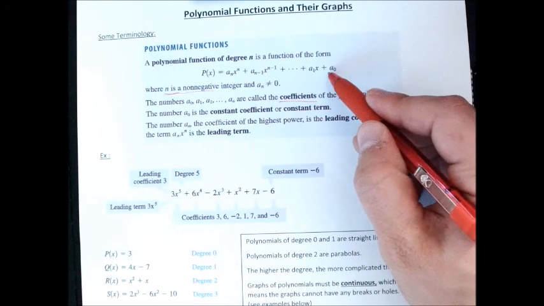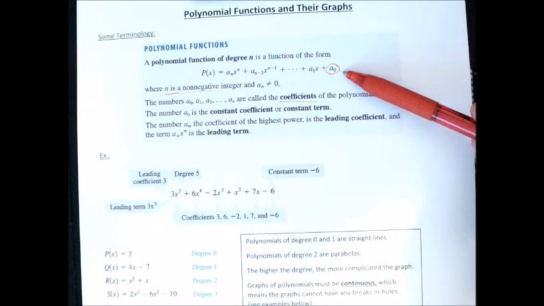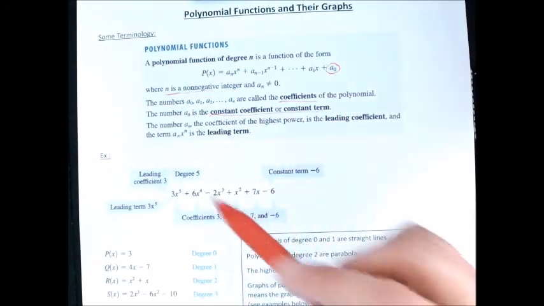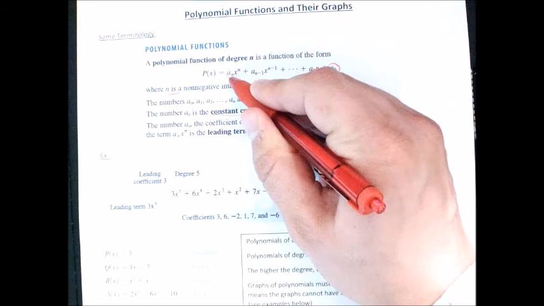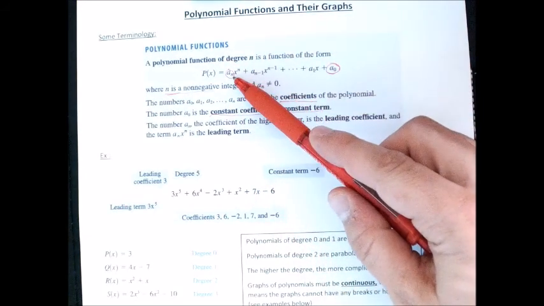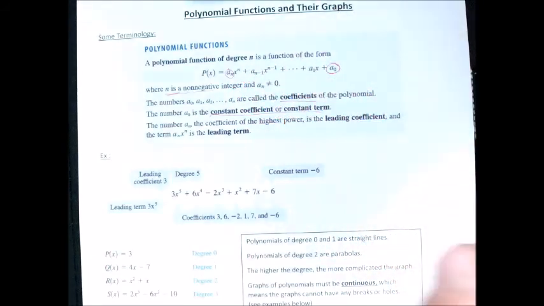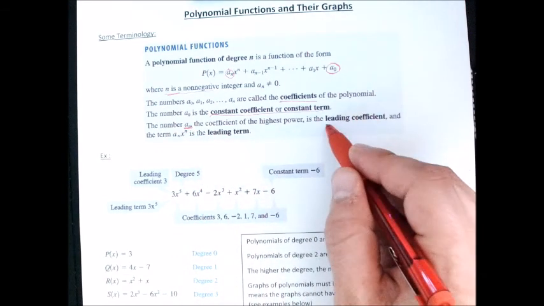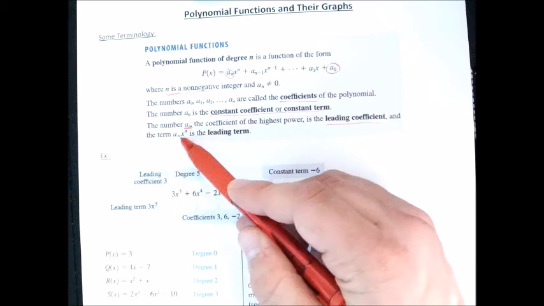We call the last term, notice how this last term doesn't have an x with it, the constant coefficient. So it's just whatever's on the end there, usually just a number. We call the first coefficient, this a_n, the leading coefficient. And that's an important coefficient because it's the one attached to the biggest power. Whatever number is out in front of the biggest power, we call the leading coefficient. You'll see that has an important implication for graphing. And then the entire first term, both of those things together, we call the leading term.